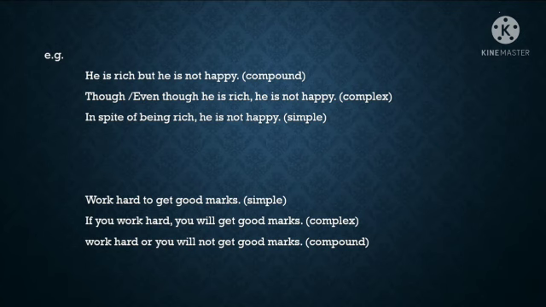Work hard to get good marks. How to change this simple sentence into a complex sentence? Change it into a conditional sentence. If you work hard, you will get good marks. How to change it into a compound sentence? Change the subordinate clause into a main clause and add a coordinating conjunction. So: work hard or you will not get good marks. So the meaning remains the same. This is how you have to convert the sentences.